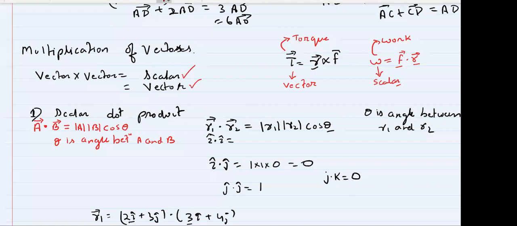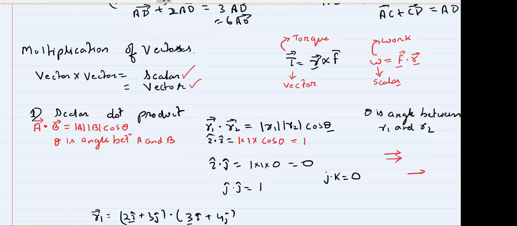See, I said I dot I. First of all, it will give you a value. It will not give you a vector. And I square is not a thing here. It is magnitude of vector. What is the magnitude of I? I is a unit vector, yes or no? So what is the magnitude of I? One. One into, what is the magnitude of second I? One into cos theta. What is the angle between I and I? Zero. So it will be cos zero. And what is the value of cos 0 degree? Yes, cos zero is one.